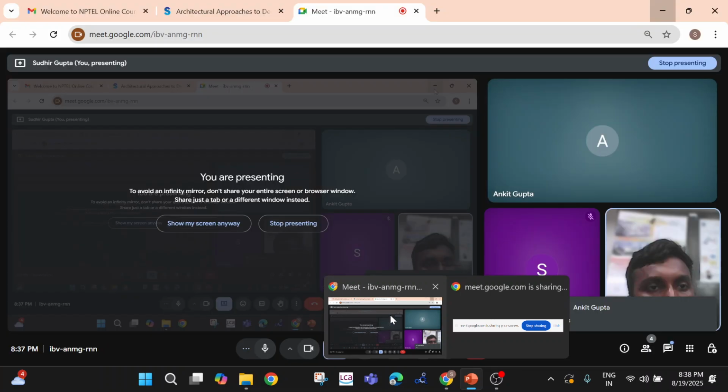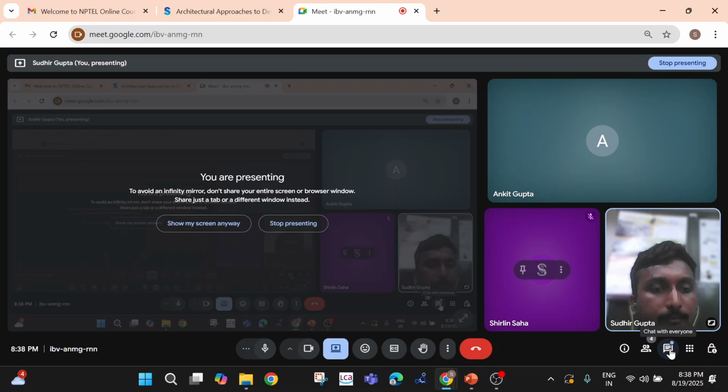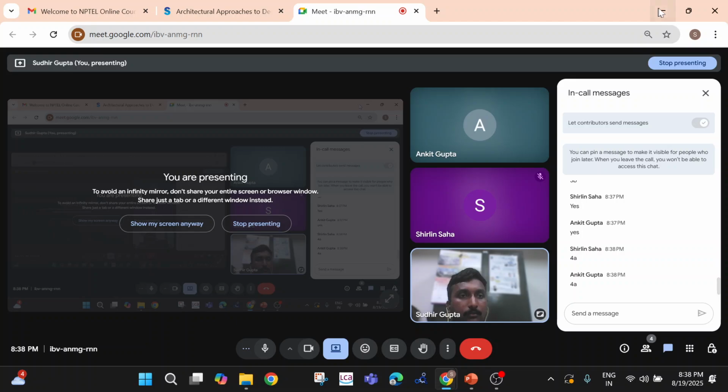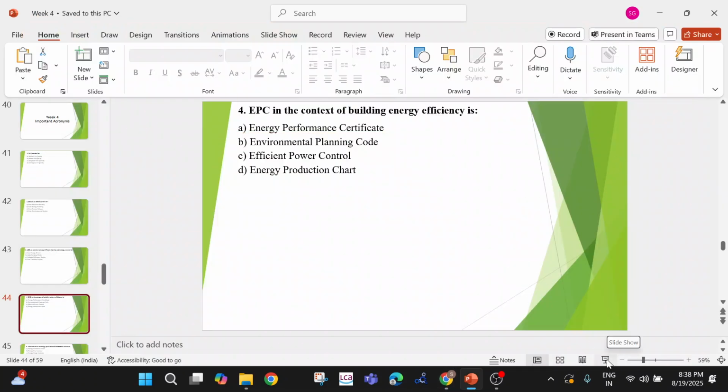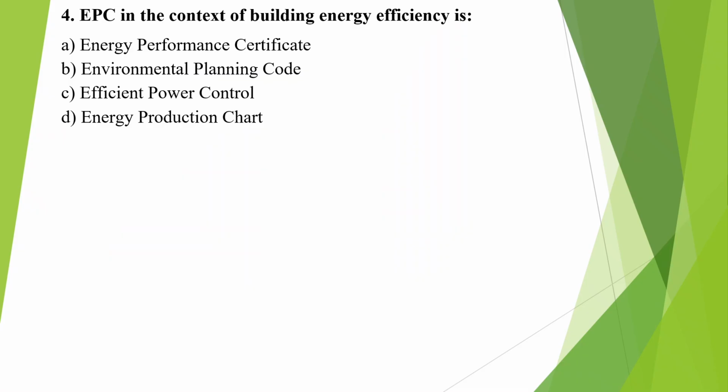Let's see how many of you have understood the question. A, as I can see, A has been marked by Celine and Ankit. So A means you are voting for Energy Performance Certificate, EPC. So all of you have opted for the correct answer. Option A is the correct answer for question number 4, and this EPC, energy performance certificate, is often required to show the compliance with building energy efficiency and operational energy benchmarks. So it is several times utilized in the context of building energy efficiency. So with this, let's move to the next question.